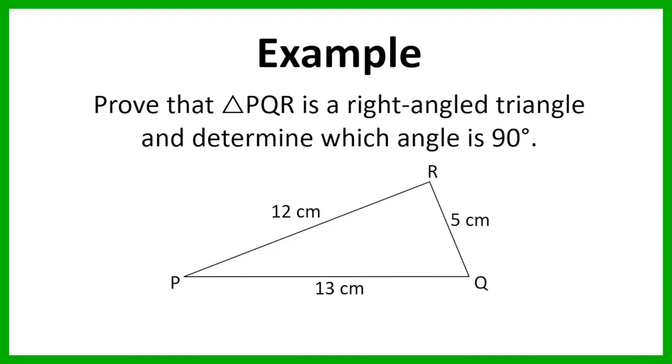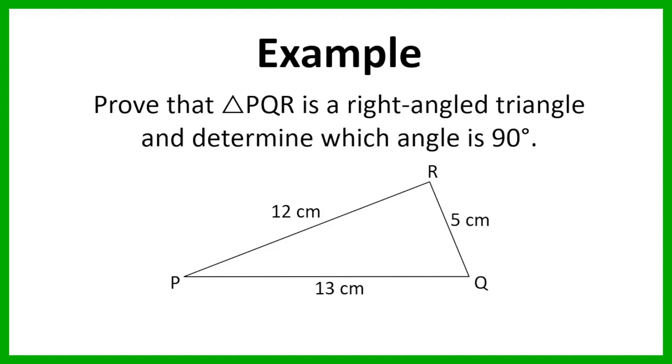Okay, so in this triangle over here, you've got angle P over here, you've got angle Q over here, and you've got angle R over here. We need to prove that this is a right angle triangle, and we also need to figure out which angle would be 90 degrees. So first, remember we said that the hypotenuse is always going to be opposite the right angle, and it will always be the longest side in our triangle. So if we look at the sides in this triangle, the one that is the longest is this 13 centimeter side over here. Because it is the longest, it means that the angle that it is opposite would be the right angle if this is a right angle triangle. So this would be our hypotenuse if this is a right angle triangle.